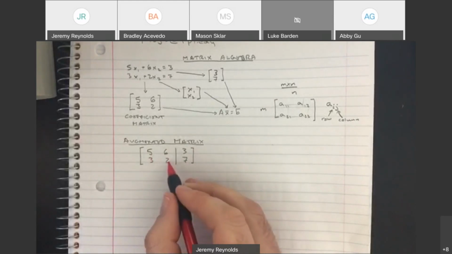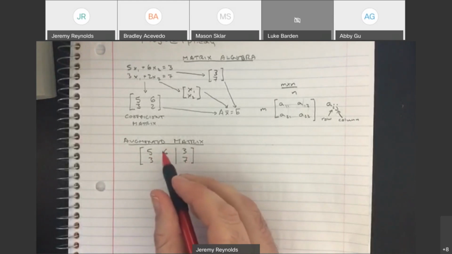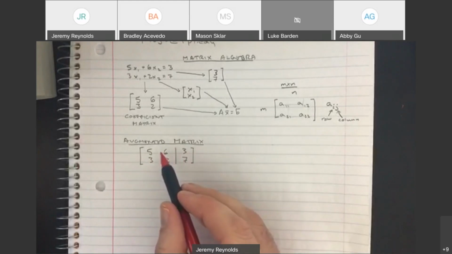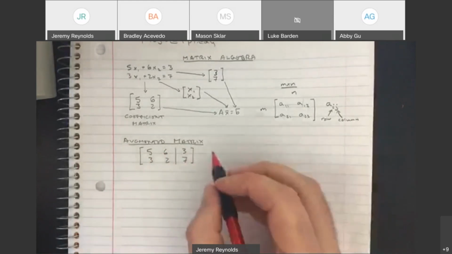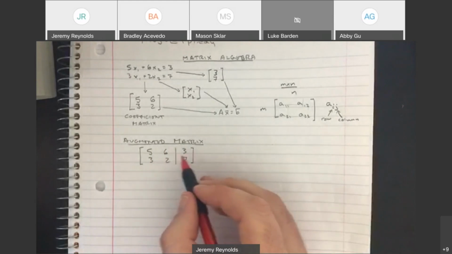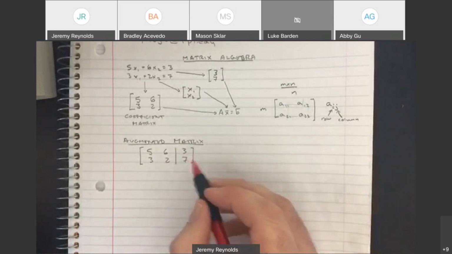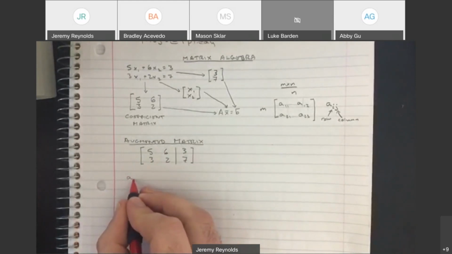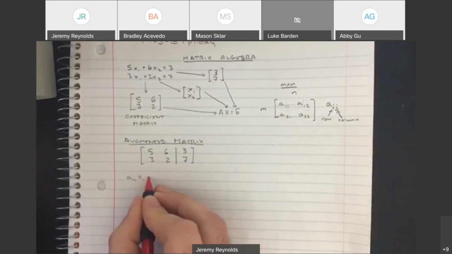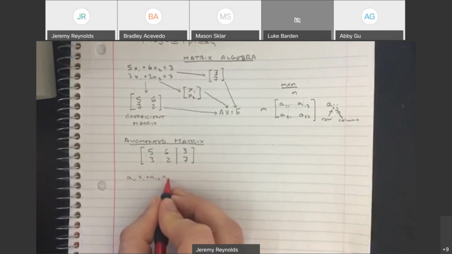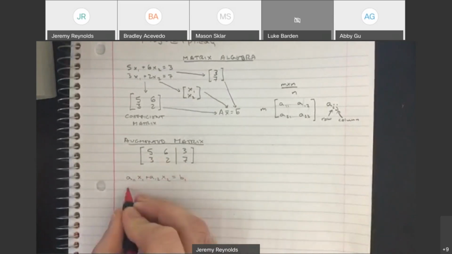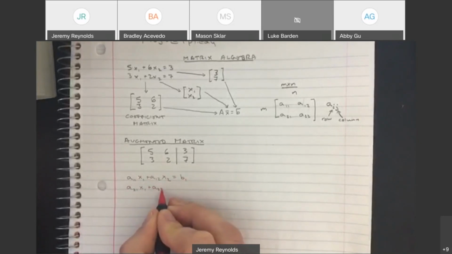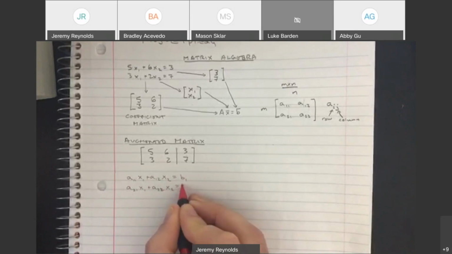So the coefficient matrix here is a 2 by 2. So we're solving a 2 by 2 system, even though this is a 2 by 3 augmented matrix. What this means is that these are the coefficients and this is the answer. So that's just a way we write it out. Now, let's write this out: A11 x1 plus A12 x2 equals B1.